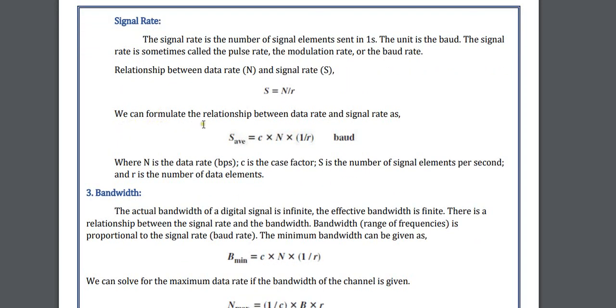We can formulate the relationship between data rate and signal rate as S average equals C into N into 1 by R, where N is the data rate in bps, that means bits per second, C is the case factor, S is the number of signal elements per second, and R is the number of data elements.